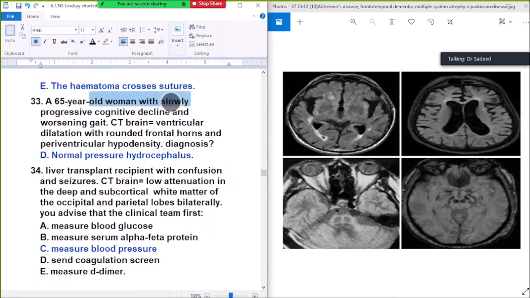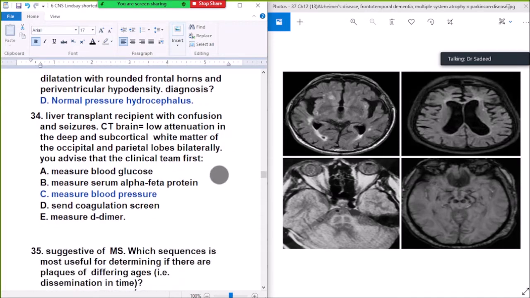33. A 65-year-old woman has slowly progressive cognitive decline and worsening gait. CT shows ventricular dilatation with rounded frontal horns and periventricular hypodensity. Diagnosis: normal pressure hydrocephalus. Old age woman with progressively worsening gait, and CT shows ventricular dilatation, signs of hydrocephalus but no obstruction seen, so diagnosis is normal pressure hydrocephalus.